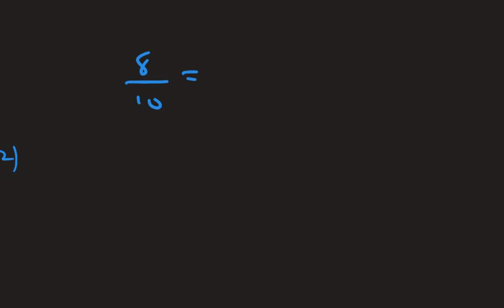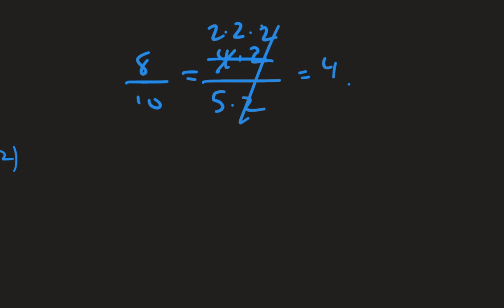Now I want to switch gears a little bit and talk about fractions. Sometimes the goal of a fraction is to just reduce it. So we could write this as 4 times 2, or just 2 times 2 times 2, over 5 times 2, and it's just 4 over 5. Now, sometimes that's good enough.